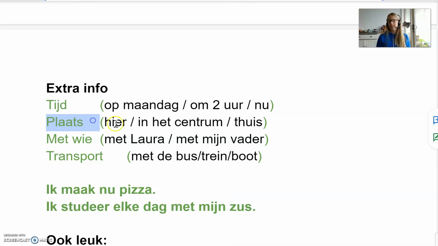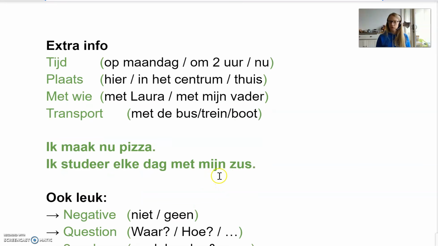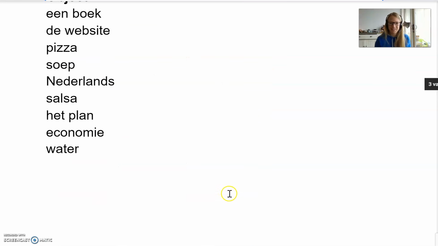For the place, we have some words that are also very similar to English in the document, like restaurant, hotel, station, that kind of words. So you can already start making sentences like that. I think it sounds easy, but that's just me. I'm Dutch. What do I know? Who am I to judge?